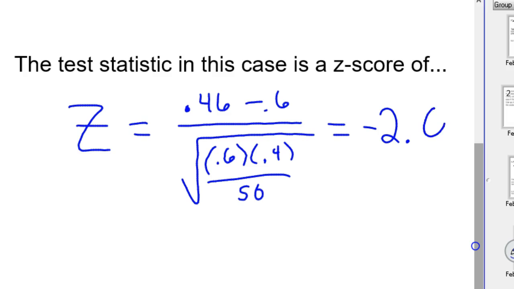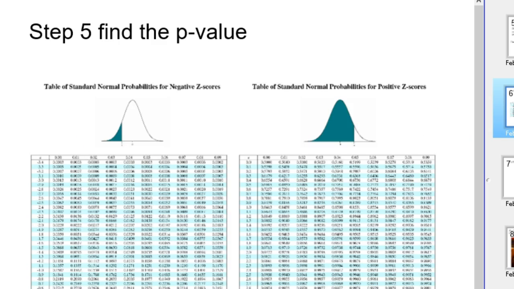Try and get 2.02. Make sure you're plugging it in correctly. It's negative 2.021 or whatever, but that's close enough. And so there's your test statistic. Okay, so I think we're ready to move on to the next one, which is step 5, and we're going to go ahead and find our p-value.